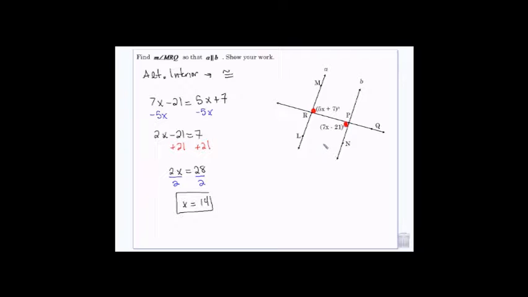For the parallel line part, they'll always be equal to each other or add up to 180. There's not going to be any other scenario. If you want to check your work, you can plug in 14. So I can do 5 times 14 plus 7 and 7 times 14 minus 21 and see if those are equal to the same thing, which I'll do right now. So 70 plus 7 and 98 minus 21. This is 77. That is 77. They match. You got the right answer.